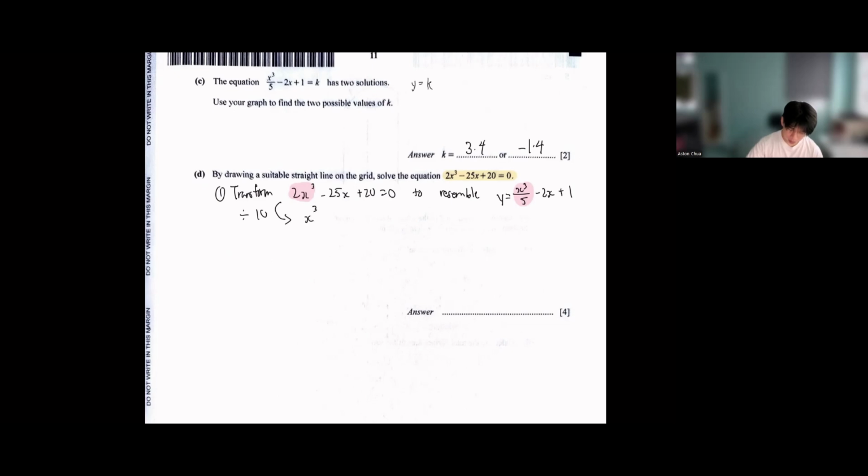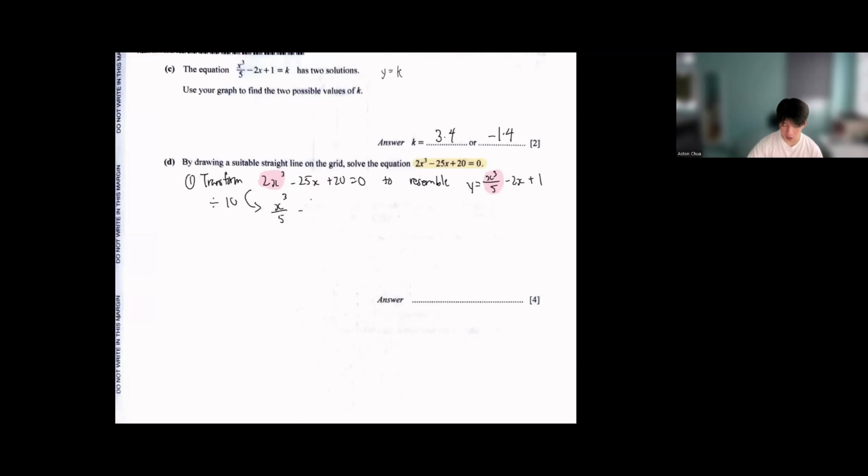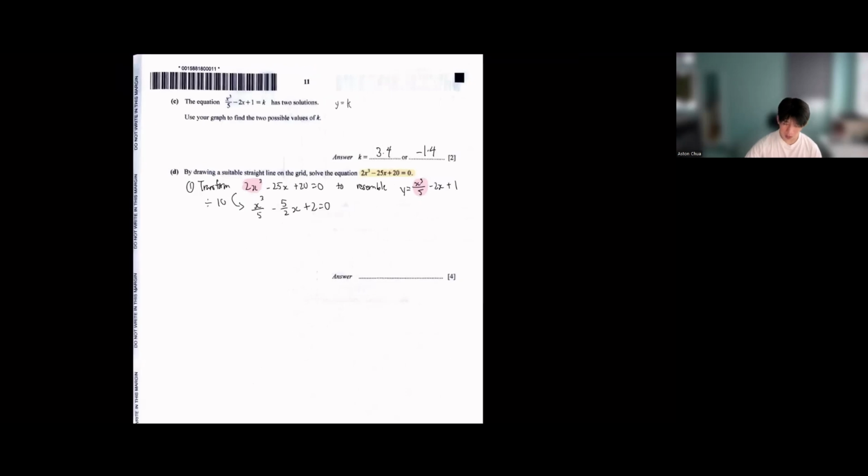So x to the power 3 over 5 minus 5 over 2x plus 2 equals to 0. Okay, can you see that it somewhat resembles this equation? Okay, somewhat. Now you have to go and break this down further.